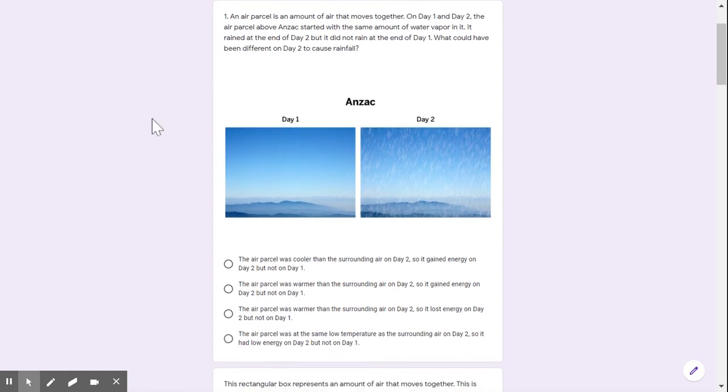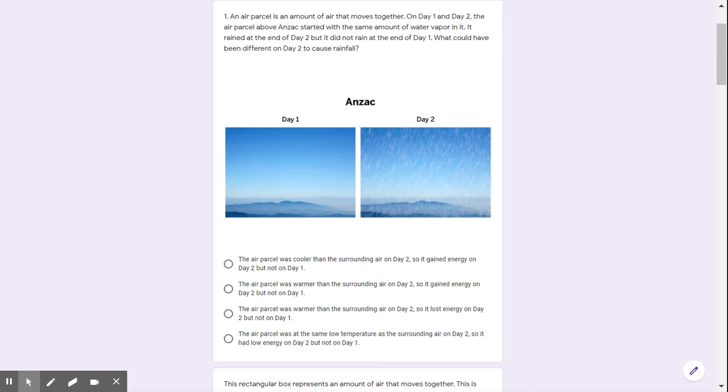1. An air parcel is an amount of air that moves together. On day 1 and 2, the air parcel above Anzac started with the same amount of water vapor in it. It rained at the end of day 2, but it did not rain at the end of day 1. What could have been different on day 2 to cause rainfall?